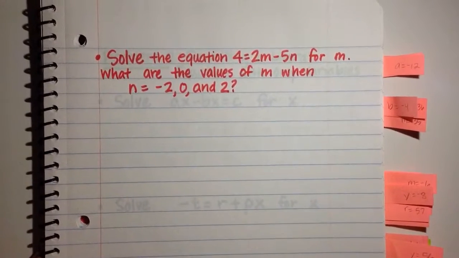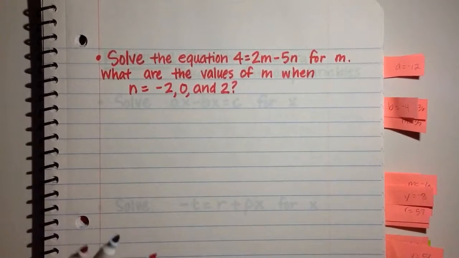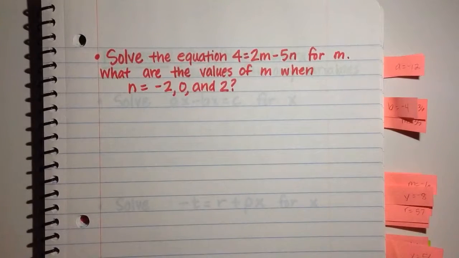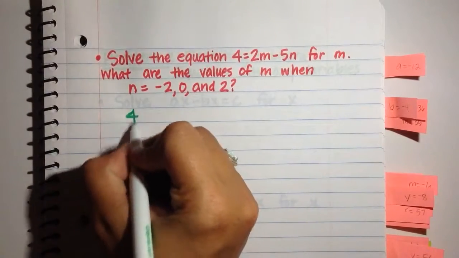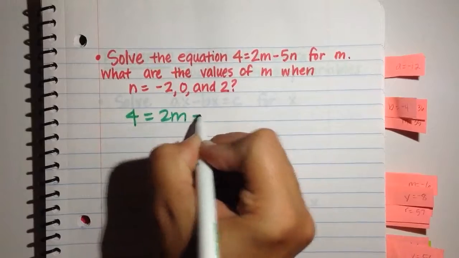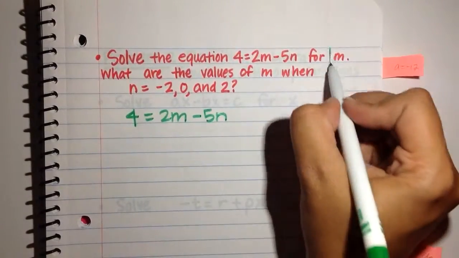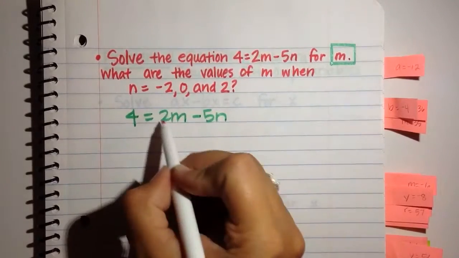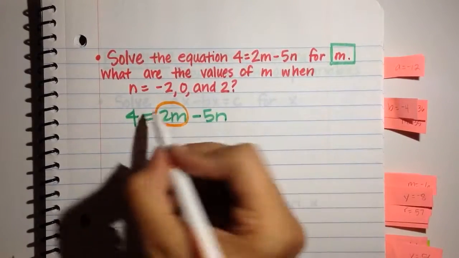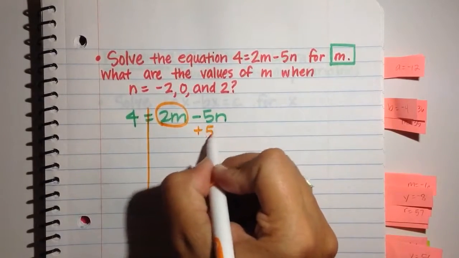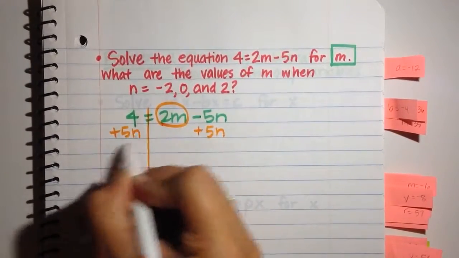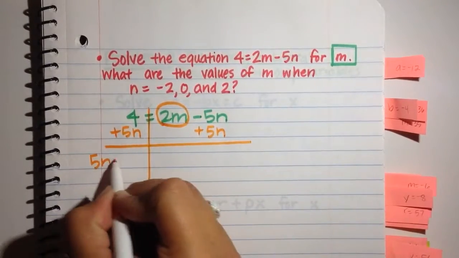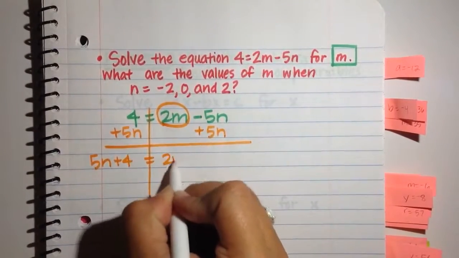Alright, solve the equation 4 is equal to 2m minus 5n for m. Then find what are the values of m when n is negative 2, when n is 0, and when n is 2. So this is the given equation. 4 is equal to 2m minus 5n, and we're asked to solve that equation for m. So what's happening to the term that contains m? We're subtracting 5n, so we're going to add 5n. So I have 5n plus 4 is equal to 2m.